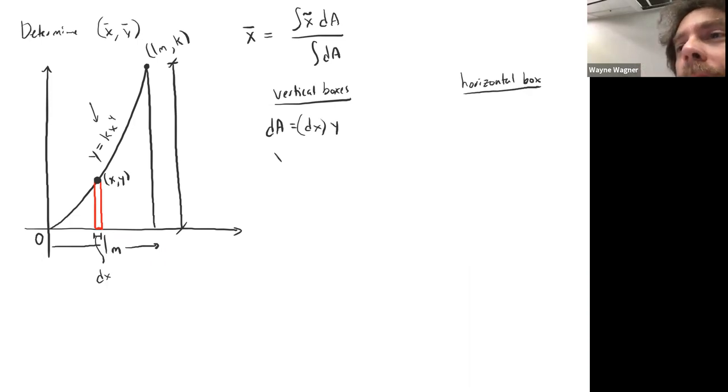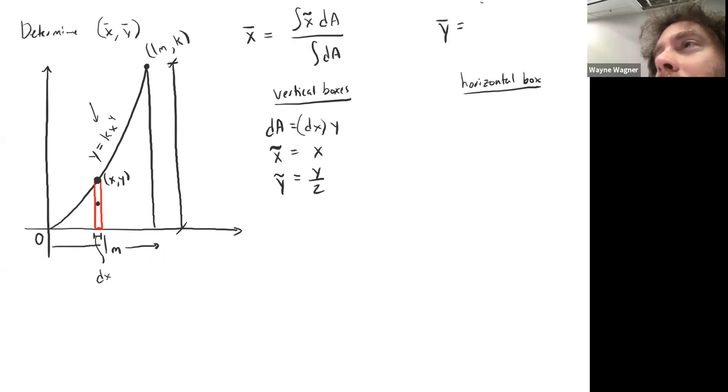Let's go ahead and get x tilde while we're here. The centroid of this box is about right there. It's halfway up, and it's halfway to the left. Actually, let's go ahead and do x bar and y bar. The x tilde in this case is just x. The y tilde is halfway up, so it's going to be y over 2. It looks like I'm actually doing both of these at the same time, so I hadn't really planned on that, but it's okay.